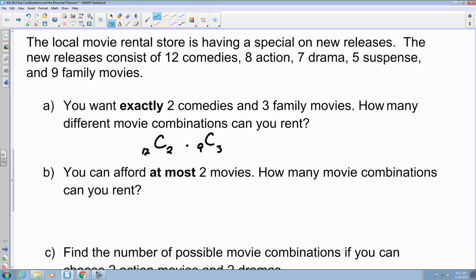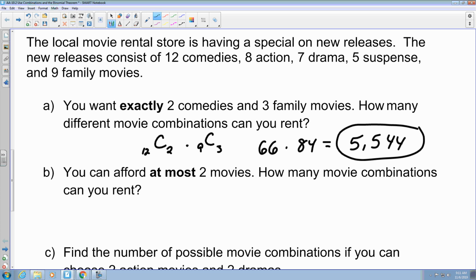So, looking here, we're going to look at 12 combination of 2. When you do all the math, you get 66. And then when you have 9 objects with a combination of arrangements of 3, you get 84. So now you're going to take 66 times 84, and you get 5,544 possible outcomes for exactly 2 comedies and exactly 3 family movies with the choices that we have.